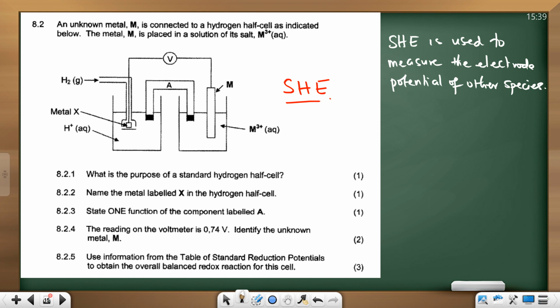It is used to measure the electrode potential of other species. So let's understand what it does. What happens is, now we are connecting M to hydrogen. Whatever the reading is here is what we find on the table. Whatever the reading is here is what is written on the table. For example, we got negative 0.27 for nickel. That means when we connect nickel here, the value is that.